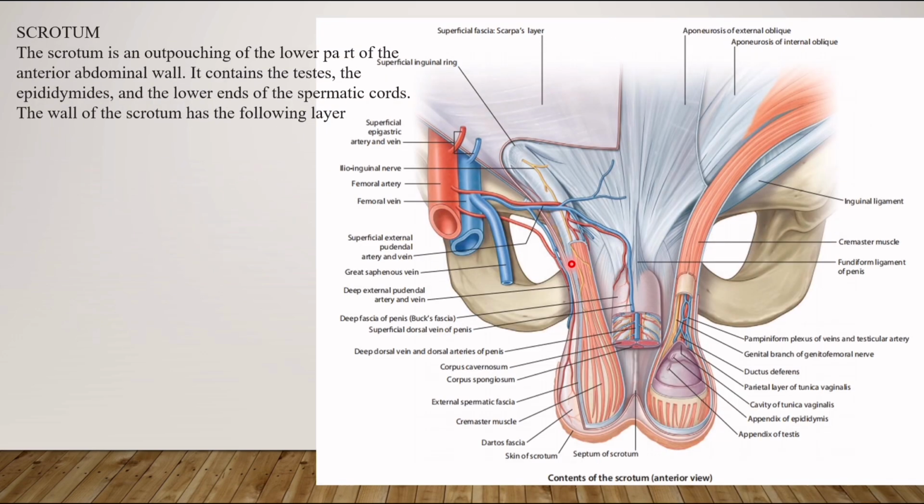Now the scrotum. The scrotum is an outpouching, a continuation of the anterior abdominal wall. It contains the lower fibers of the spermatic cord. The spermatic cord starts at the level of the deep inguinal ring. Okay, it starts at the level of the superficial inguinal ring, if I'm not mistaken. Yeah, it starts at the level of the superficial inguinal ring and extends into the scrotum.